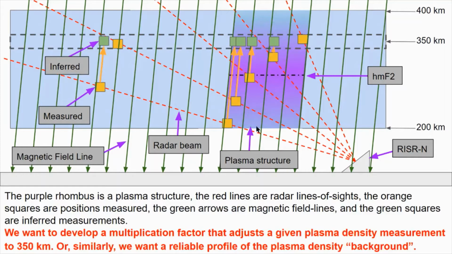So even though we have some sort of Chapman profile occurring in the background, as I've indicated with the HMF2, there is some way that we should be able to infer these measurements. And through that, we can increase the spatial resolution at 350 kilometers. What I'm doing in this work is finding a way to create some sort of multiplication factor to map this value from here up to here, or take this value at the HMF2 and decrease it to map to this value here. Another way to think about this is that I'm trying to create a reliable profile of the plasma density background.